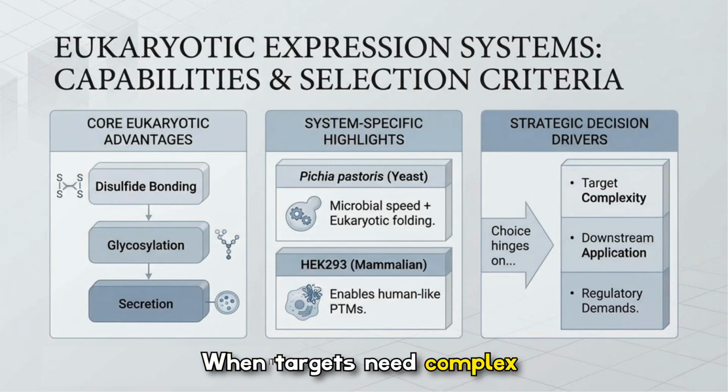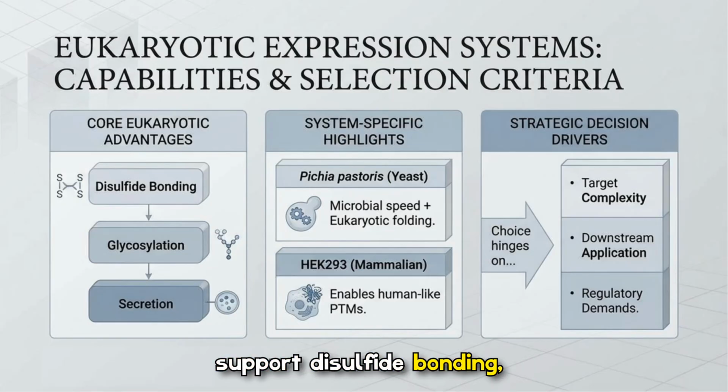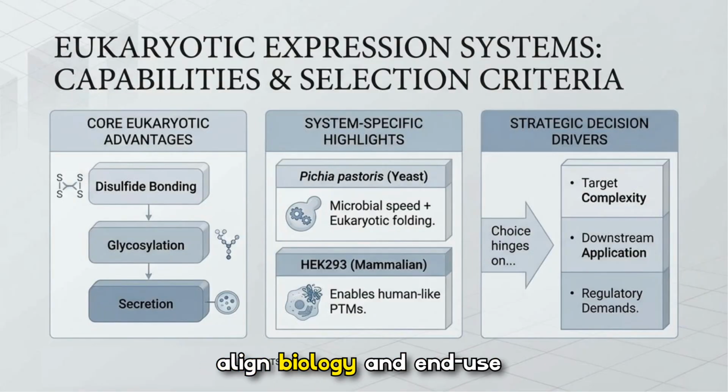When targets need complex folding or human-like modifications, eukaryotic hosts come into play because they support disulfide bonding, glycosylation, and secretion. Yeast systems like Pichia offer microbial speed with eukaryotic folding, while HEK293 cells enable authentic post-translational modifications. Platform choice depends on target complexity, downstream application, and regulatory demands, so selection must align biology and end-use requirements.